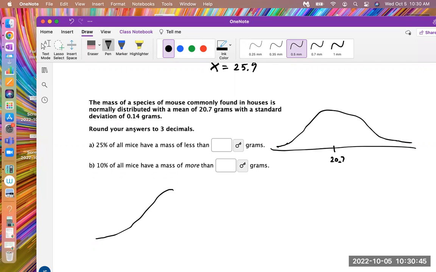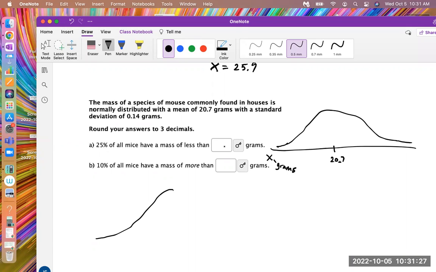Then it says round your answers to three decimal places, and the sentence says 25% of all mice have a mass less than how many grams? So what they're looking for is a value along the x-axis, a value of the random variable, because these values along the x-axis are grams. The area underneath the curve is the percent. So they're giving you an area under the curve less than a certain value.